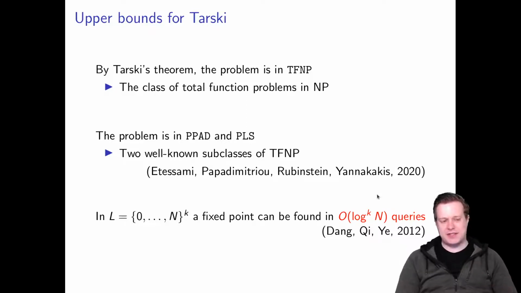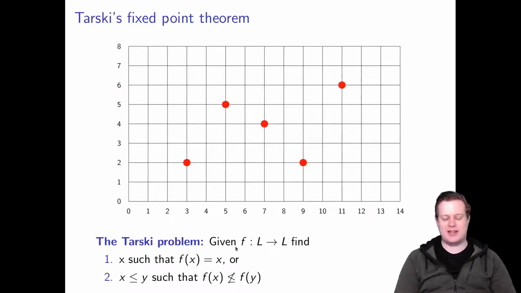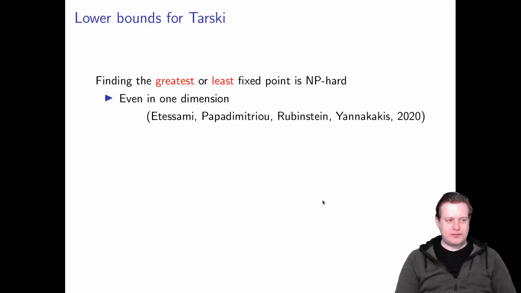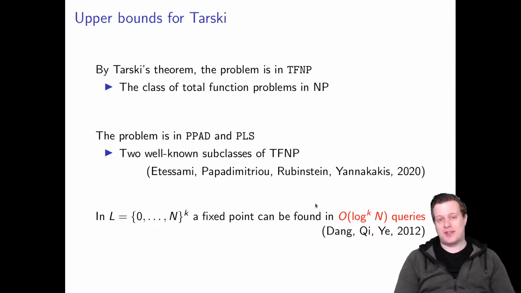So that is, before this paper, the best known algorithm for solving the Tarski problem. And this is a query complexity algorithm. So we measure this log to the k n as the number of queries we need to make to f in order to actually find one of these two things.